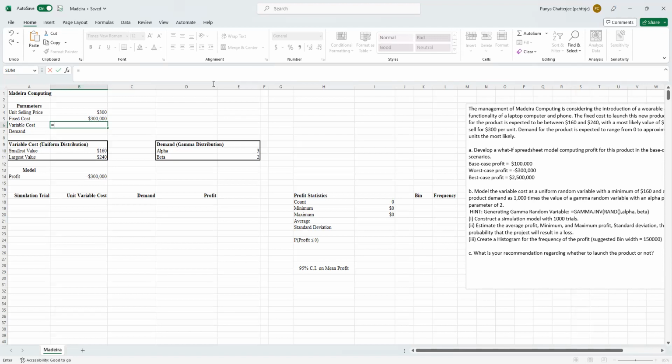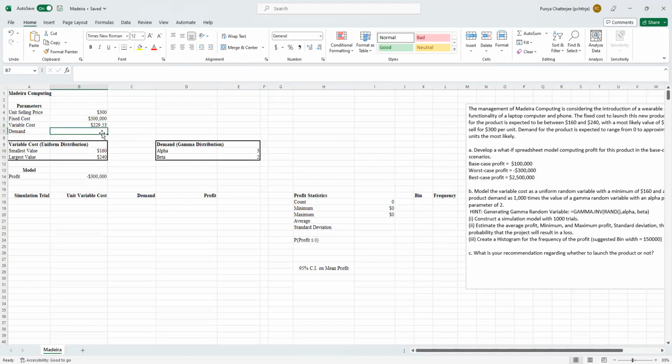And the formula for that would be using your lower bound plus the difference between your upper and your lower bound, and you're going to multiply that by RAND to generate the random number between 0 and 1. So as long as you get a value between 160 and 240, that means that you did it correctly.